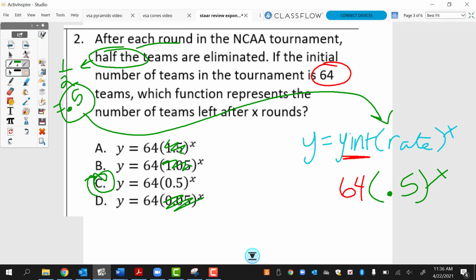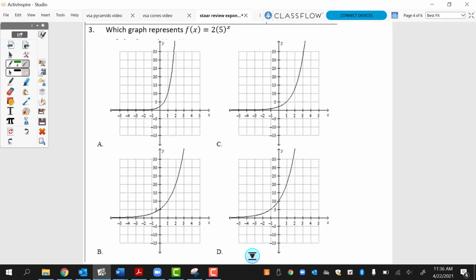Okay, the last one we're going to do together is about graphs because we're still not very good at graphs. But we can do this. This is not difficult. So it says which graph represents, and it gives us an equation. So this is the same thing we've been doing. Oh, what am I going to do with this? I'm going to type it in Desmos.